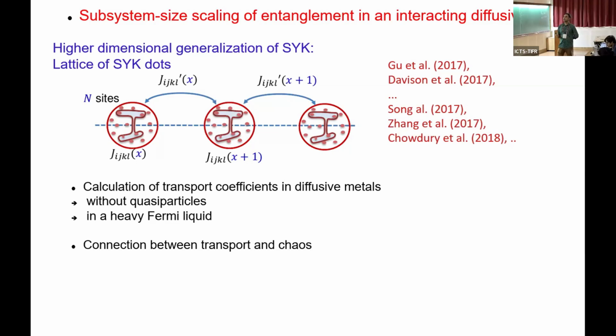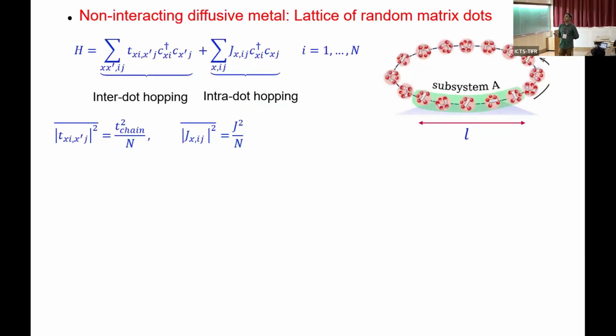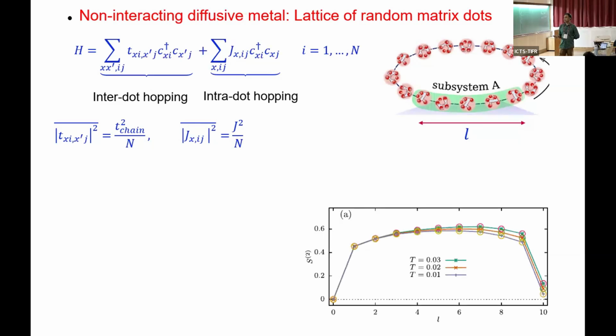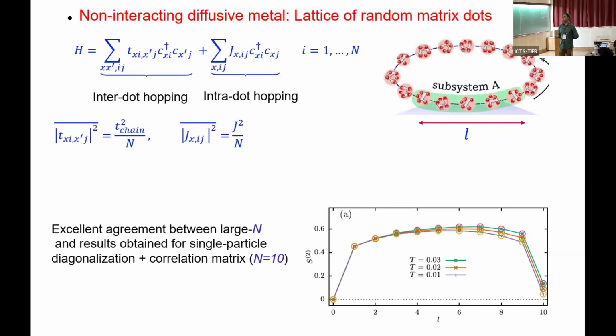However, you can still generate non-trivial transport, and so it can help you understand transport in systems without any quasi-particles. For example, whether you get diffusion, what kind of temperature dependence you get, and so on. So that's why this generalization is also interesting from the condensed matter perspective. Now you can ask, if you have this system, to calculate the entanglement entropy of this subsystem using the method that I discussed. You can do it quite easily using this method.